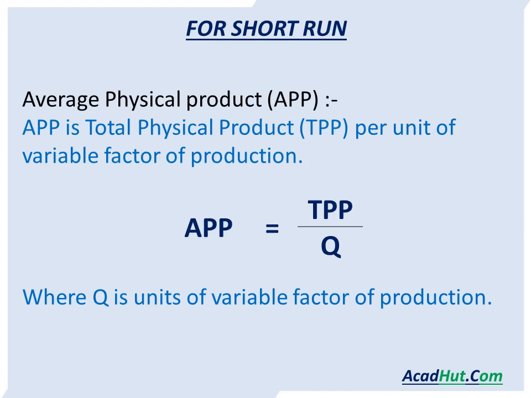Next term is APP, average physical product. APP is total physical product per unit of variable factor of production. You can write APP as TPP upon Q, and again where Q is units of variable factor of production. And this is how we got the formula of TPP, that is APP into Q. From this formula we have taken that formula.